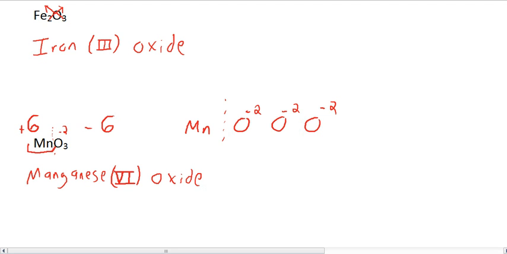What if this had been Mn2O3 instead? Well, I would have done the same thing. I would have said that that's a negative 6 charge over here, and I know that I need a positive 6 charge over here. But instead, I would have realized that I've got 2 atoms of manganese, so positive 6 split between 2. Each one of these would have been a 3. This would have been manganese(III) oxide, which differs from manganese(VI) oxide.